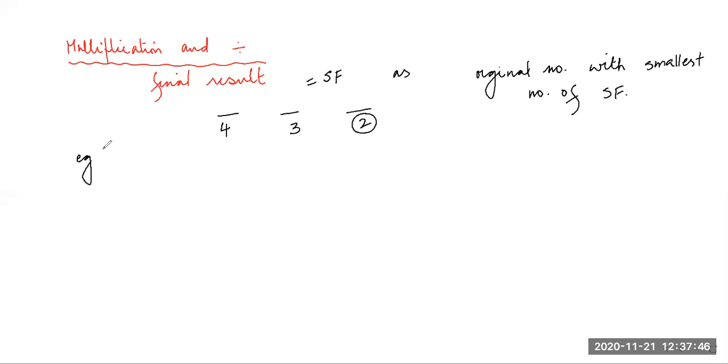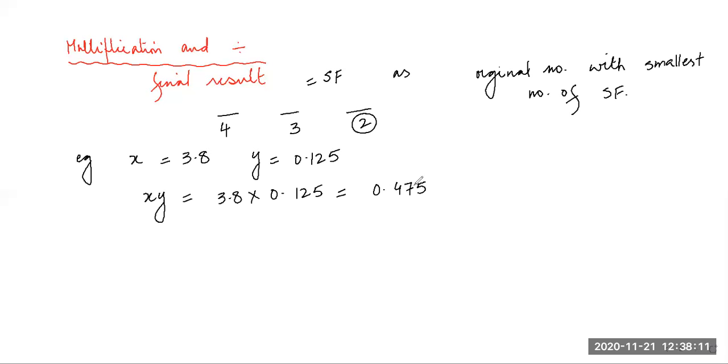So students, the example is, we can take x is equal to again 3.8, and students, we can take y is equal to 0.125. So what will be x into y? So x into y will be 3.8 into 0.125. Well, actually that is equal to 0.475. Now, here how many significant digits? 2, and here significant digits are 3. And here also significant digits are 3, right?